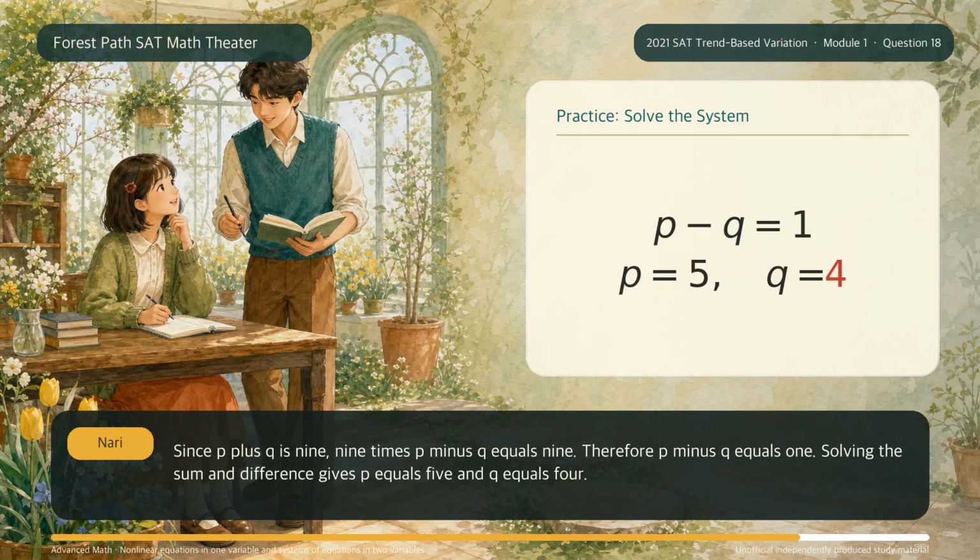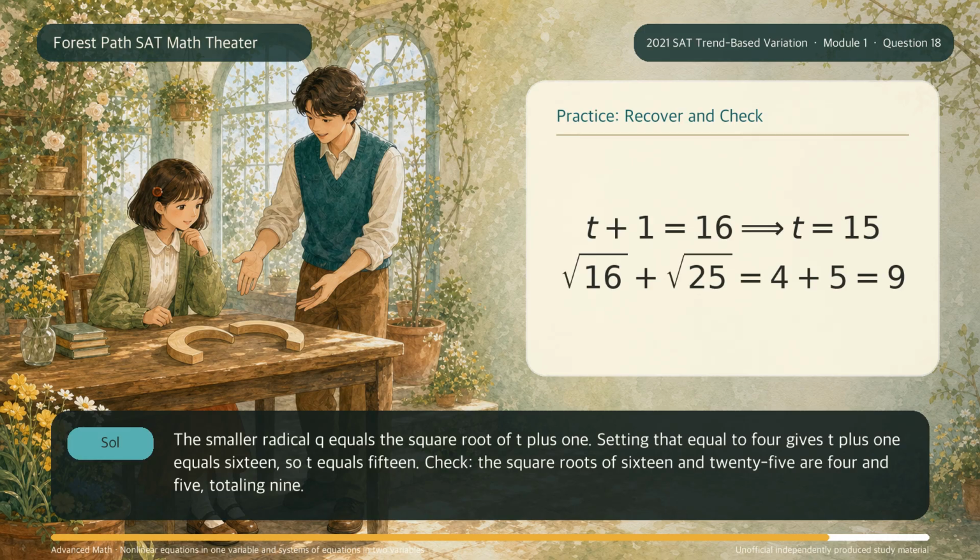Solving the sum and difference gives p equals 5 and q equals 4. The smaller radical q equals the square root of t plus 1. Setting that equal to 4 gives t plus 1 equals 16, so t equals 15. Check. The square roots of 16 and 25 are 4 and 5, totaling 9.